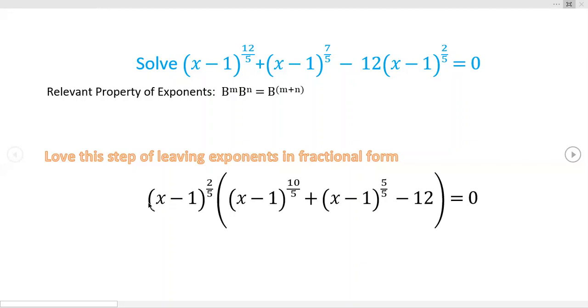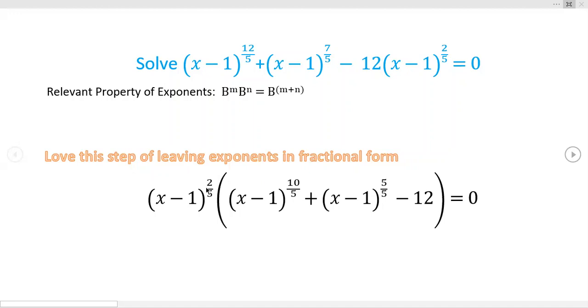If you factor out (x minus 1) to the 2/5, now notice I left these as fractions. A lot of people at this point will just go ahead and call it 2 and call it 1. I think that's a terrible omission. You should write that down until you get used to this stuff, especially teachers. One of my colleagues didn't do this, just skipped the step, and I think you're missing out on a great learning experience for a lot of students if you leave this step out.